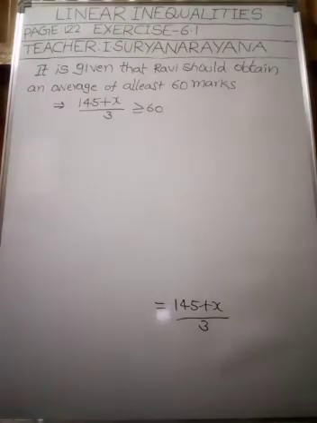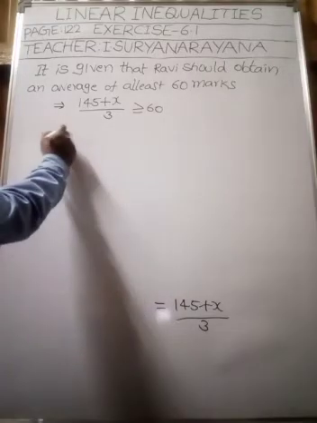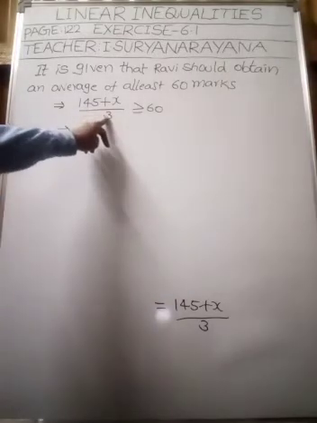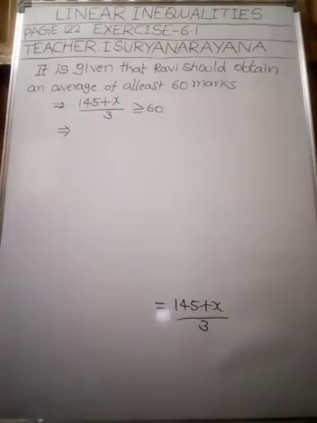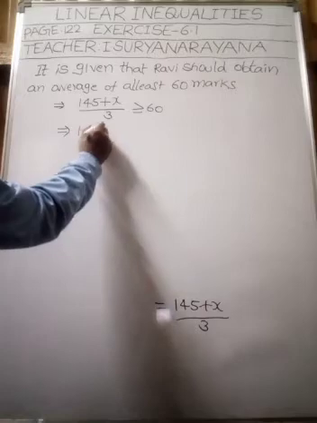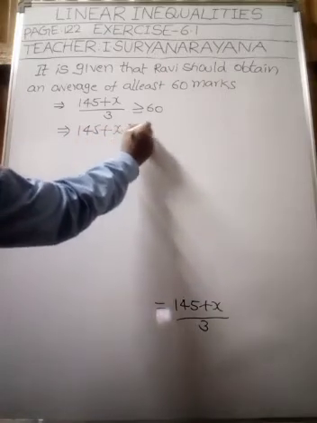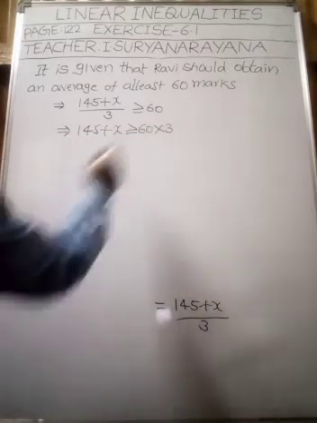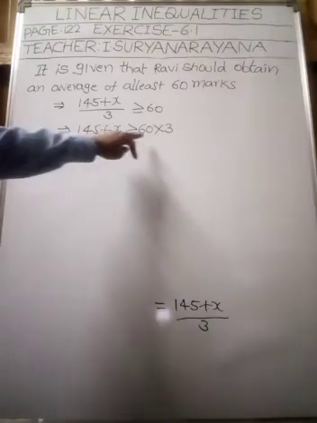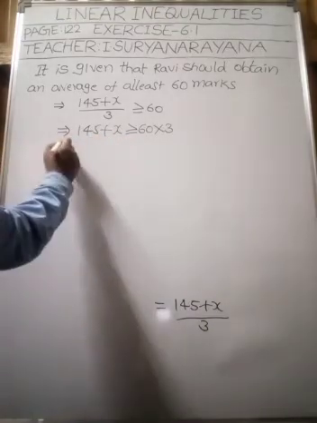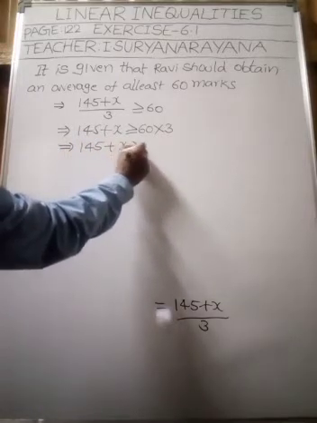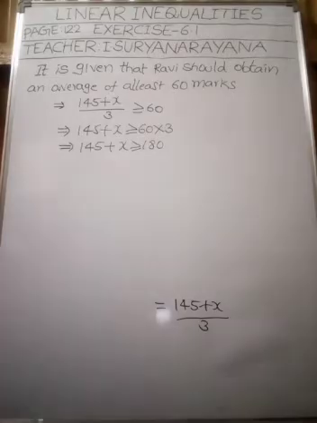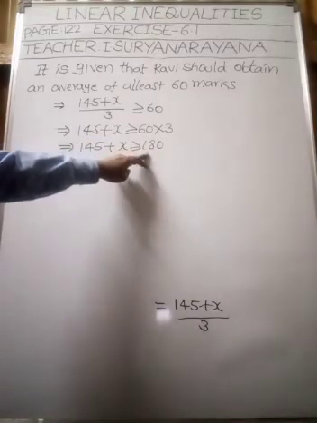Right. So we have to solve this inequality. This implies, let us transpose 3 into the RHS. So 145 plus x is greater than or equal to 60 into 3. Understood this step, my children? Right. This implies 145 plus x greater than or equal to 180. Understood this step, my children?